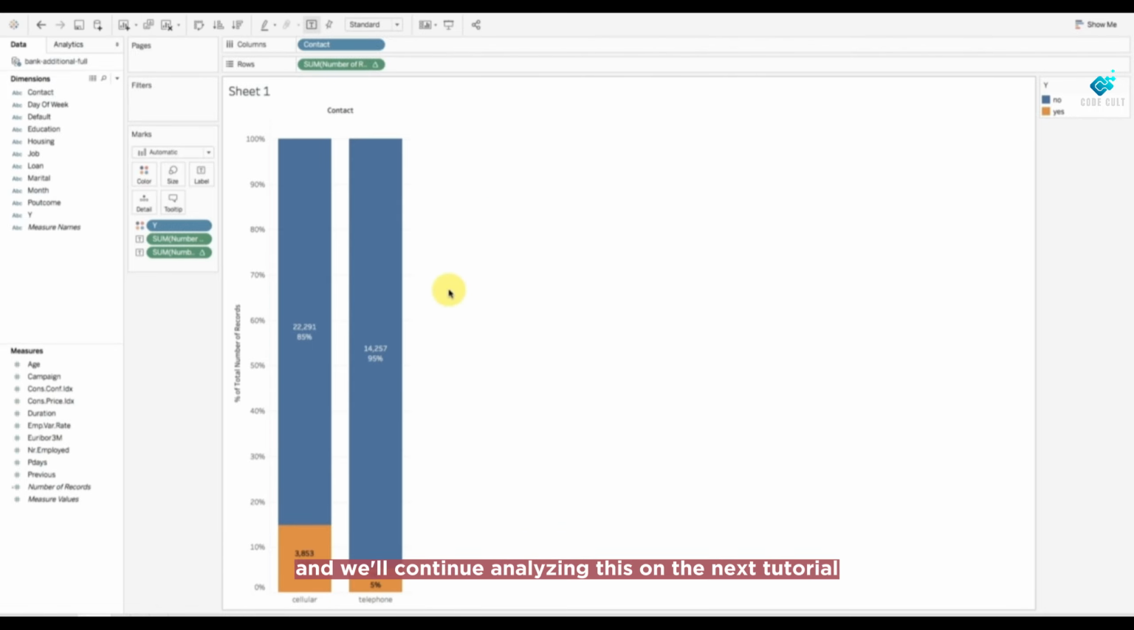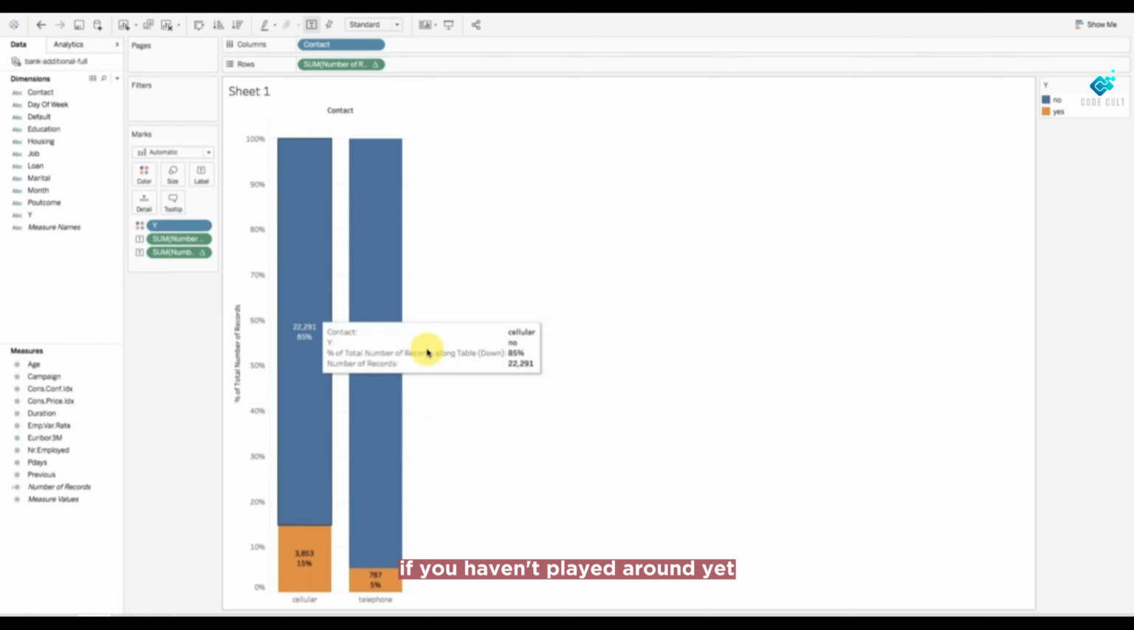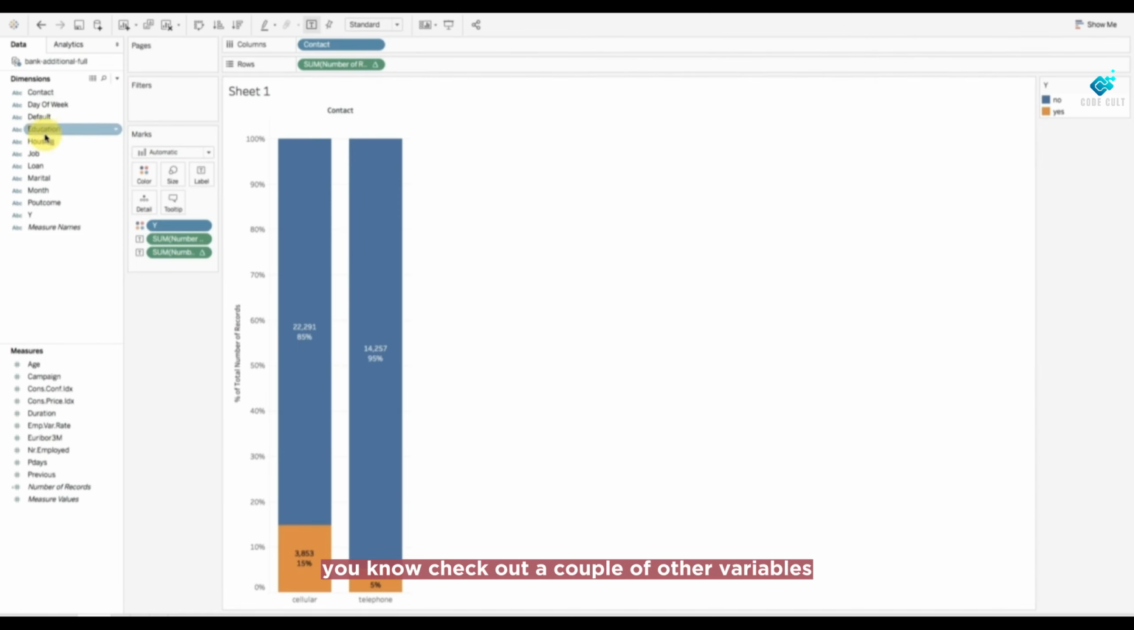And we'll continue analyzing this on the next tutorial. If you haven't played around yet, then I encourage you to do that. Check out a couple of other variables. What happens if you look at, I don't know, education or day of the week and things like that?